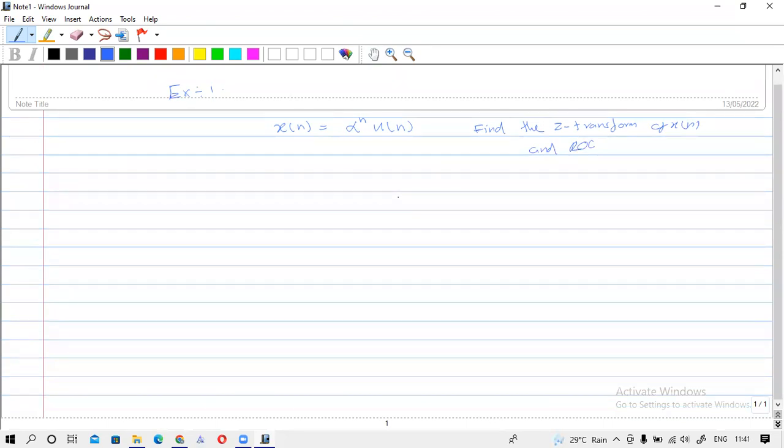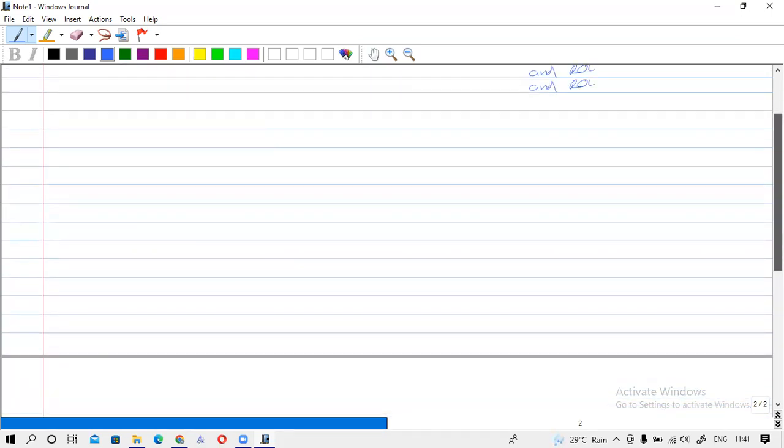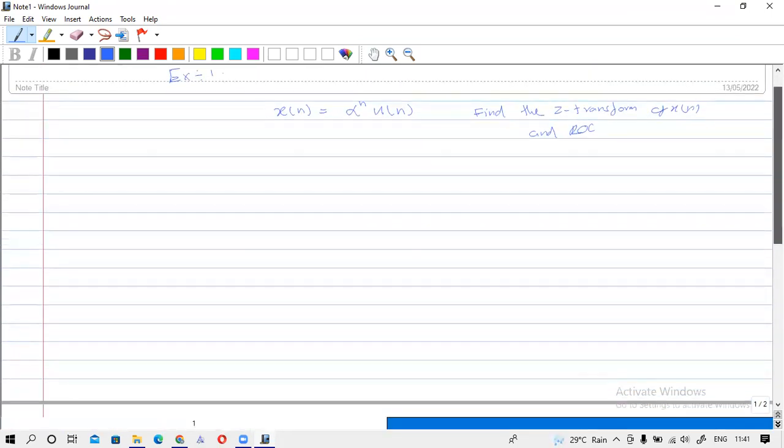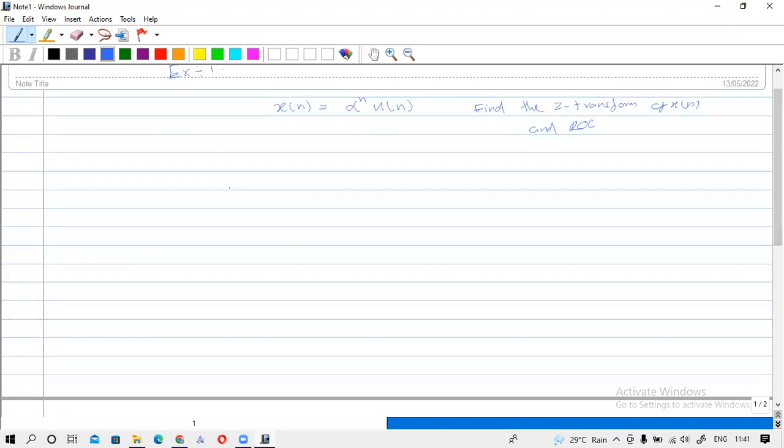Okay, so we will do this. Still we are at the beginning. We have to go further. After doing this example, we will move forward.